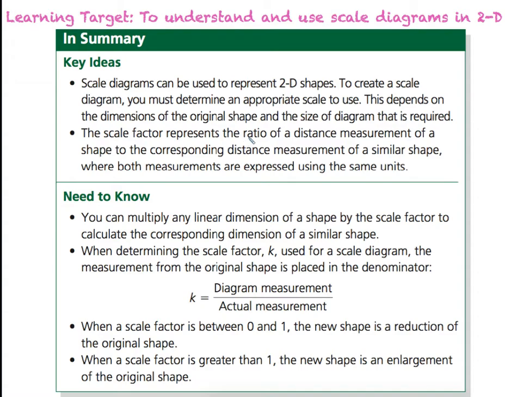The scale factor represents the ratio of a distance measurement of a shape to the corresponding distance measurement of a similar shape, where both measurements are expressed using the same units. What you need to know is that you can multiply any linear dimension of a shape by a scale factor to calculate the corresponding dimension of a similar shape. And when determining the scale factor k used for a scale diagram, the measurement from the original shape is placed in the denominator. So k is equal to the diagram measurement divided by the actual measurement.